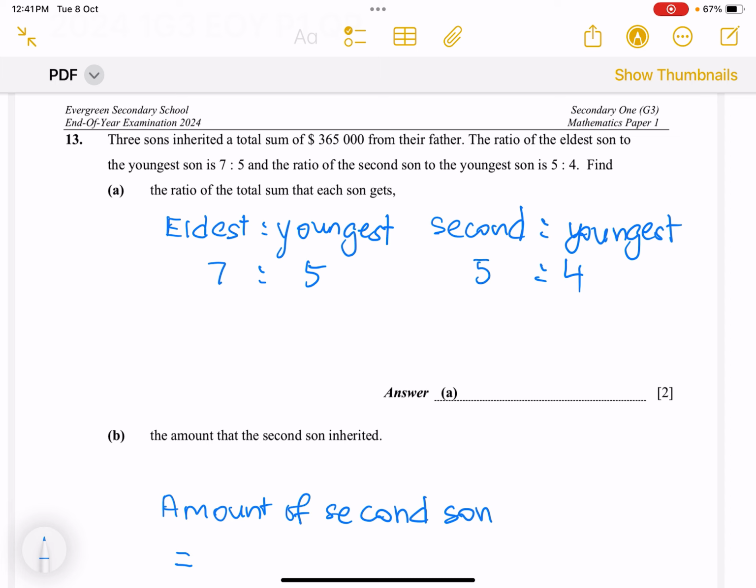To do that, we must first make a common ratio, since the youngest is common. So here I multiply both sides by 4, then I will have a 20. So we need to make the youngest here 20 by multiplying by 5. So now we have a common ratio. Therefore, our answer is the eldest 28 is to the second 25 is to the youngest 20.